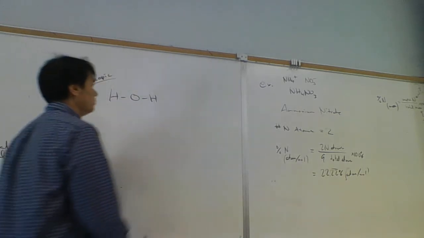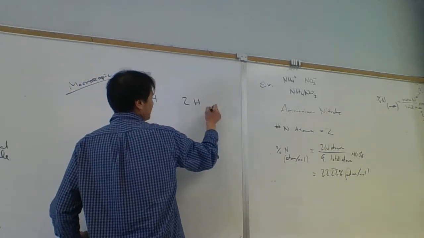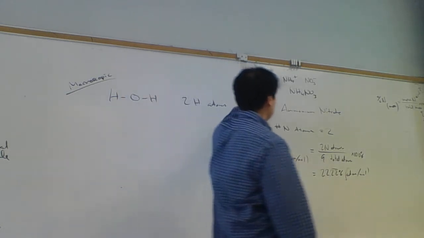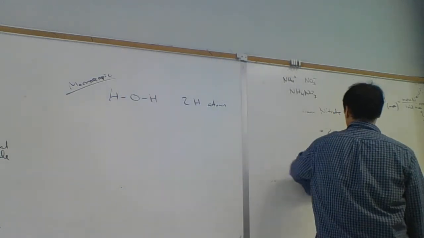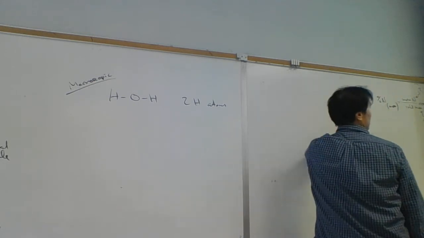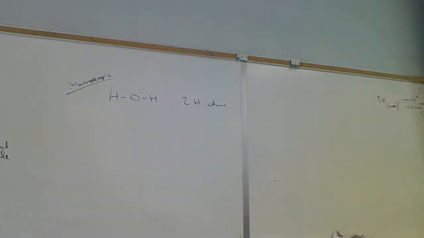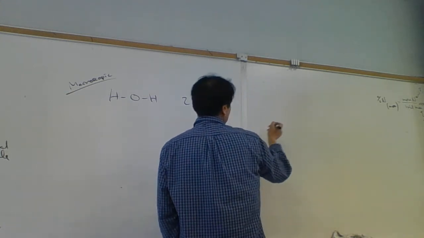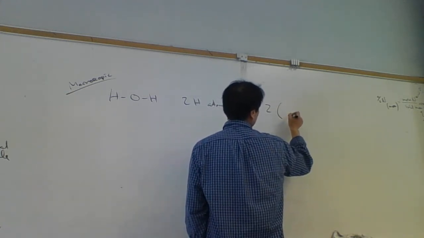And so, well, we have 2 hydrogen atoms. And so what's the average mass of a hydrogen atom? The average mass of a hydrogen atom is 1.0079 U. It's the average. That's a weighted average. It tells me it's mostly H1. And so it would be 2 times.